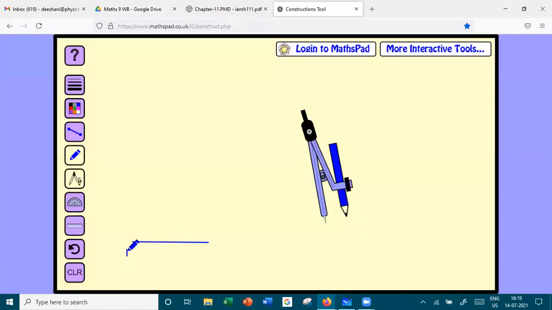Ma'am, at point C, when we constructed 60 degree, I took from A to C 4 centimeter and B to A 4 centimeter. No, no, don't do like that. Okay, then draw it again. Just draw BC as 4 and draw angle C as 60 degree again, right?